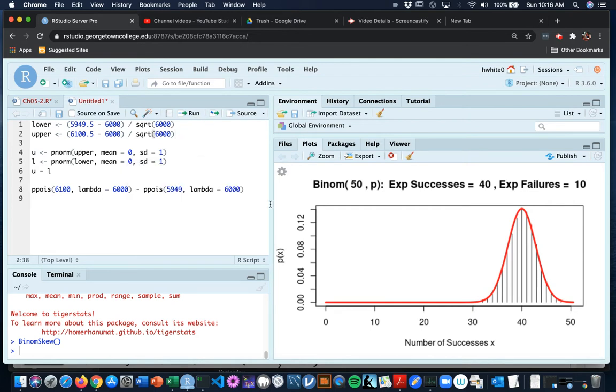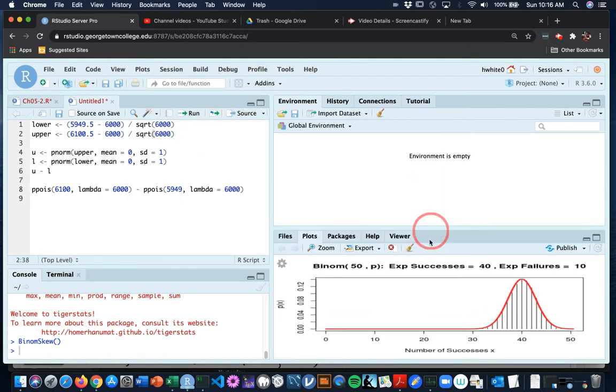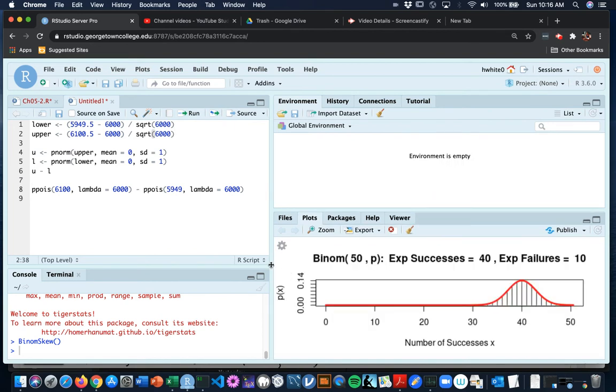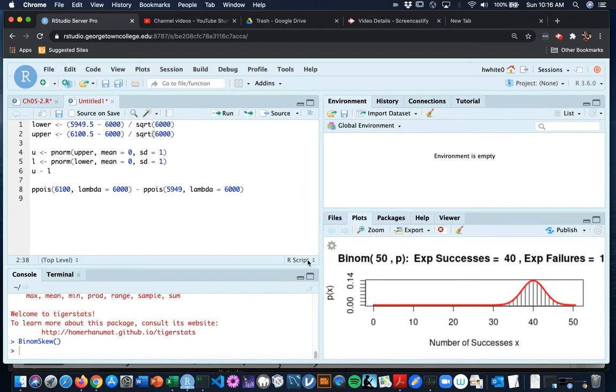Okay, I'm going to get out of this and go ahead and smallify this graphing window again. And back to the notes.